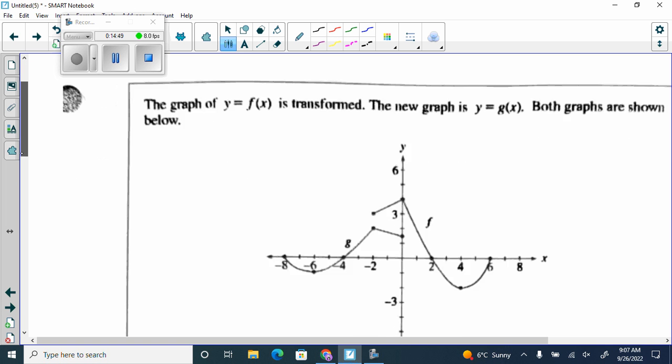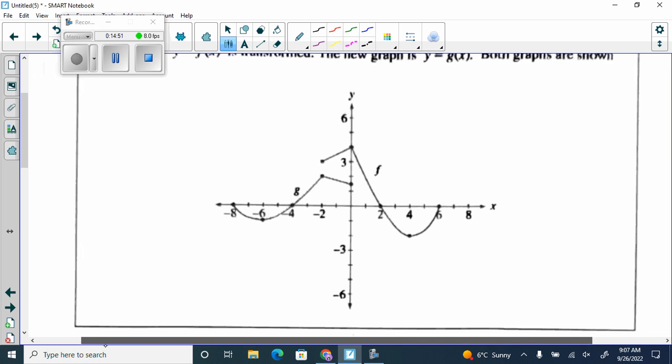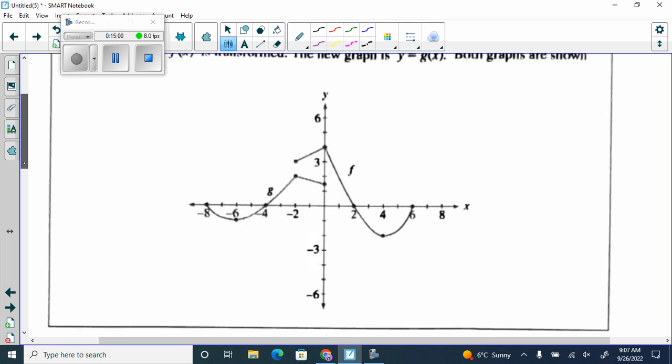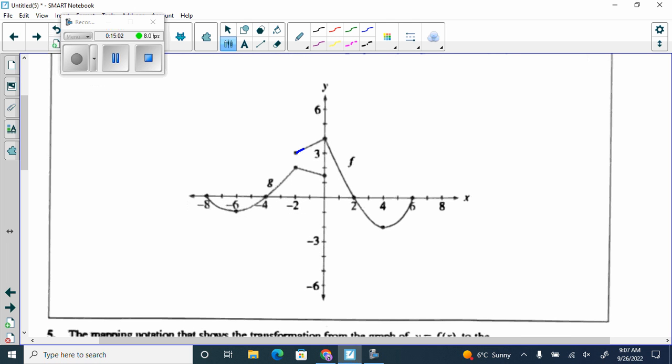Oh no, screen. Okay, here we have: the graph of y equals f of x is transformed. The new graph is y equals g of x. Both are shown. So this is the original. I'm going to do this. Okay. And it's turning into g.